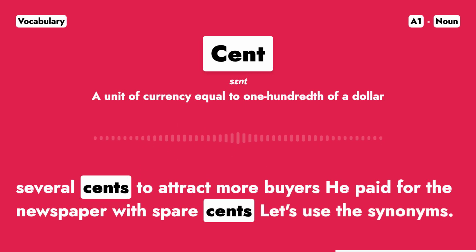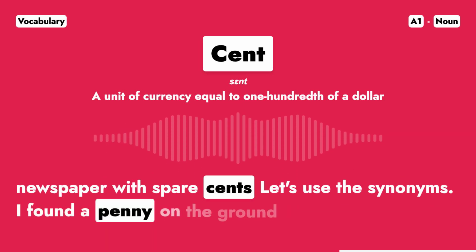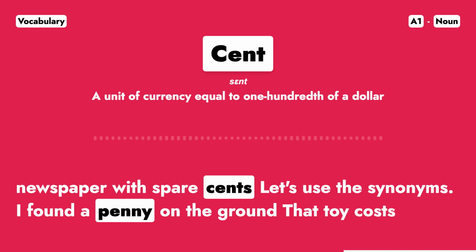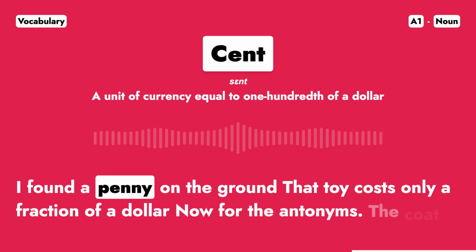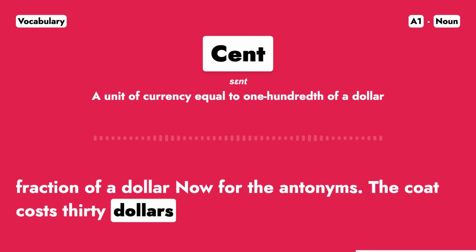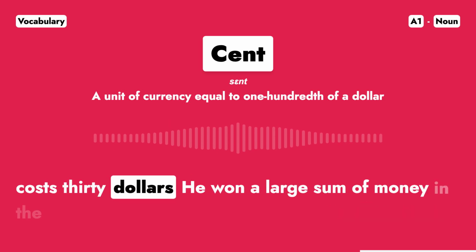Let's use the synonyms. I found a penny on the ground. That toy costs only a fraction of a dollar. Now for the antonyms. The Coke costs $30. He won a large sum of money in the lottery.